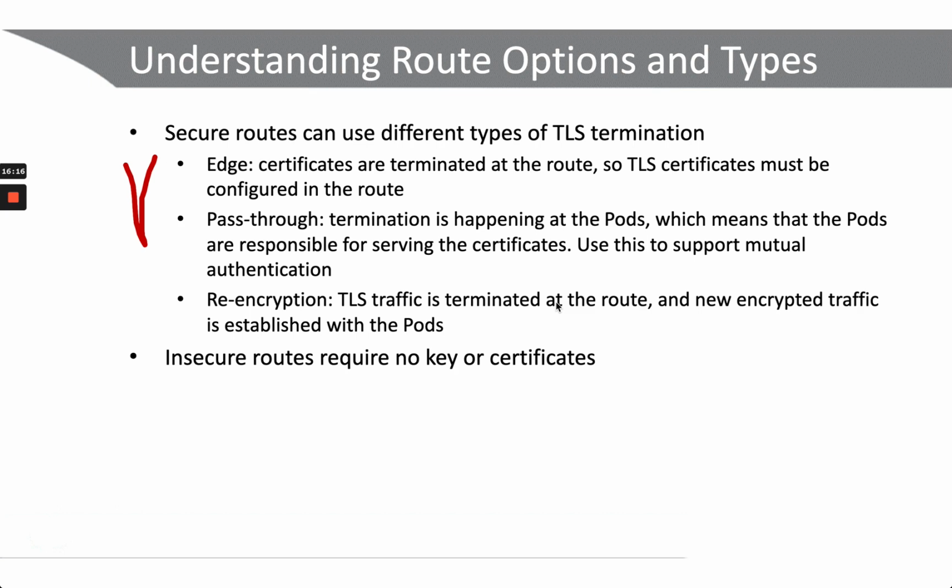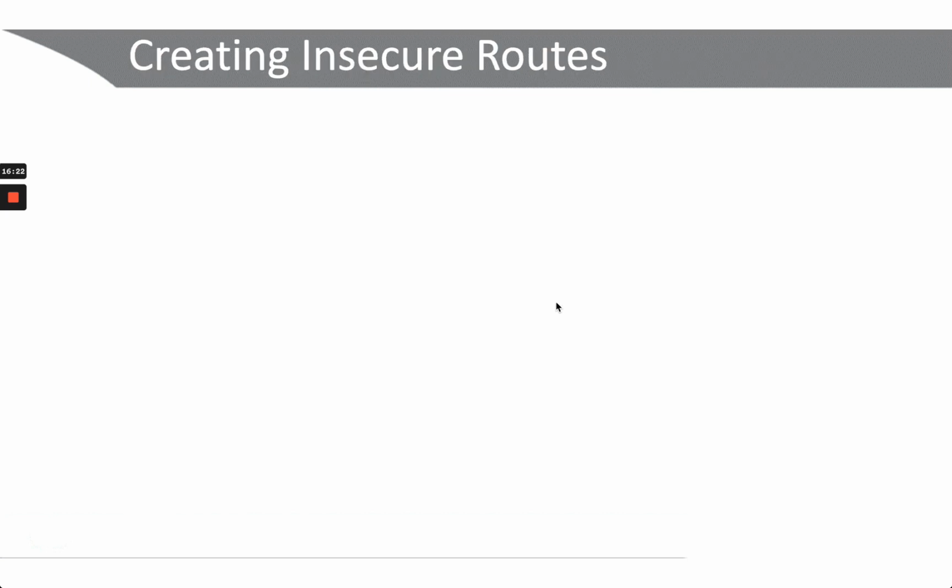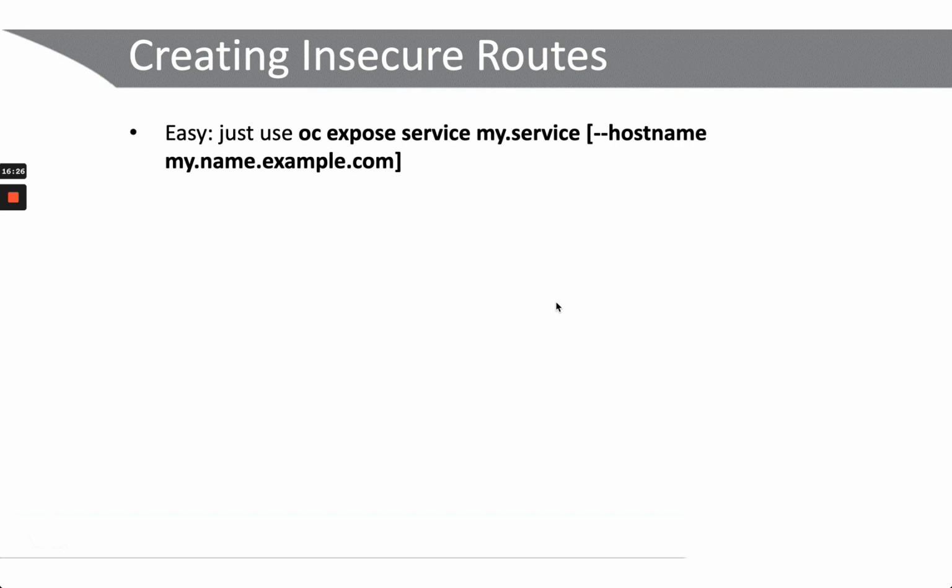And last, there is the insecure route. Insecure route requires no keys or certificates at all. Let me demonstrate how to use insecure routes. It's very easy, in fact. You just use oc expose followed by a service.